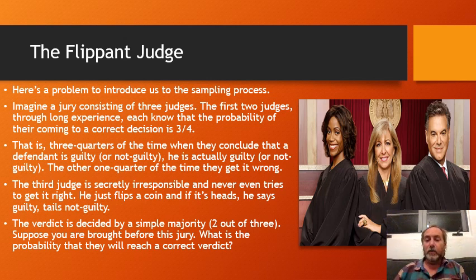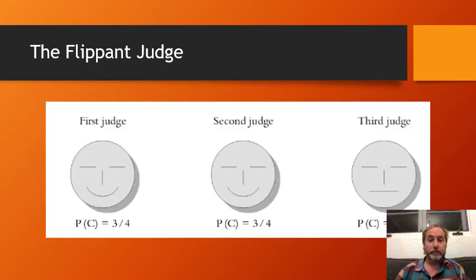So we've got these 3 judges, and when they're working together, their verdict is decided by a simple majority. What do 2 out of 3 say? If 2 say guilty and 1 says not guilty, it's guilty. If all 3 say guilty, it's guilty. We want to know the probability that these judges will reach a correct verdict. Here's the first judge: the probability that the first judge is correct is 3 out of 4. Second judge, for any given case, the probability that she's correct is 3 out of 4. And for the third judge, it's 1/2.